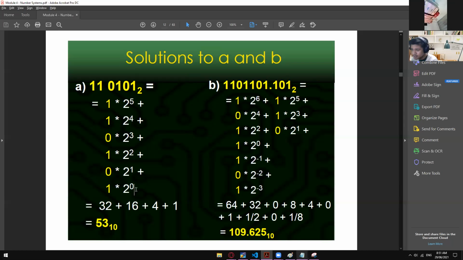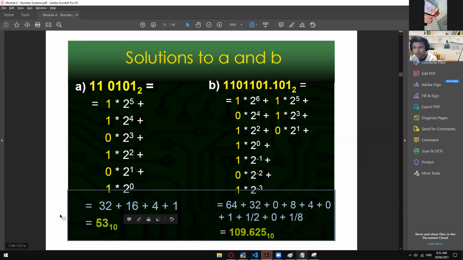Then just do the math and add everything. You can use your calculator. Then you'll get 53. Once you have converted this binary into decimal, do not forget to put the unit, the subscript in decimal, which is 10. This is an indicator that you have already converted this binary into a decimal. Did you guys get that so far?